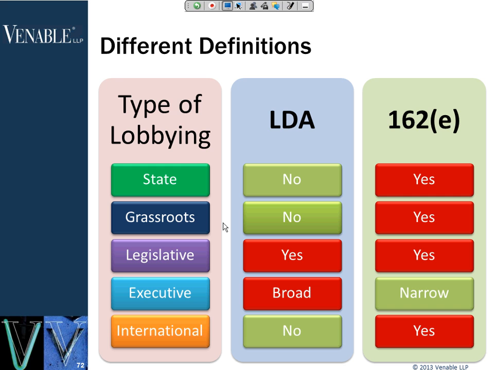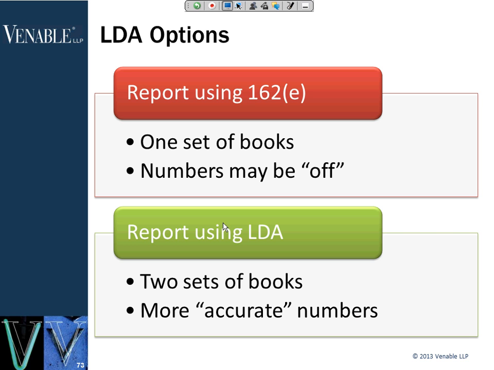Organizations that are registered on the Federal Lobbying Disclosure Act have an option to use either the tax code definitions or the Lobbying Disclosure Act definitions when they're preparing their Federal Lobbying Disclosure Act reports. So in terms of counting your expenses and activities, you could use the tax code definitions instead of the Federal Lobbying Disclosure Act definitions if you wish.